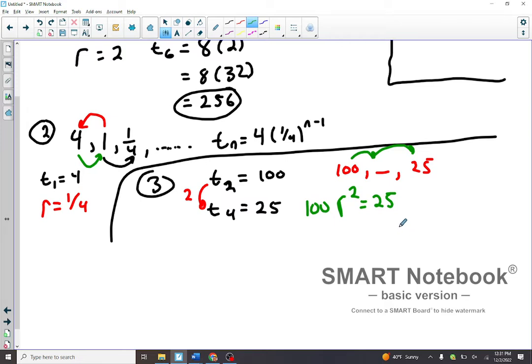What would you do if T4 was T5? If it was T5, it would be the same equation but R to the 3rd, and whatever your result would be. In this case, it would be 12.5 or something like that. Okay?